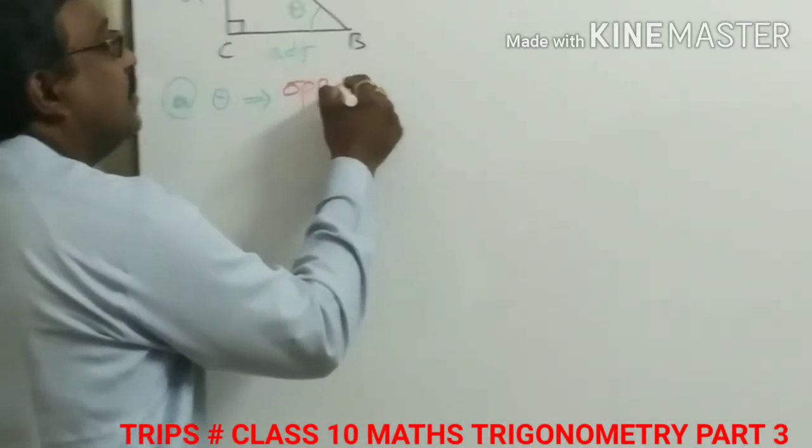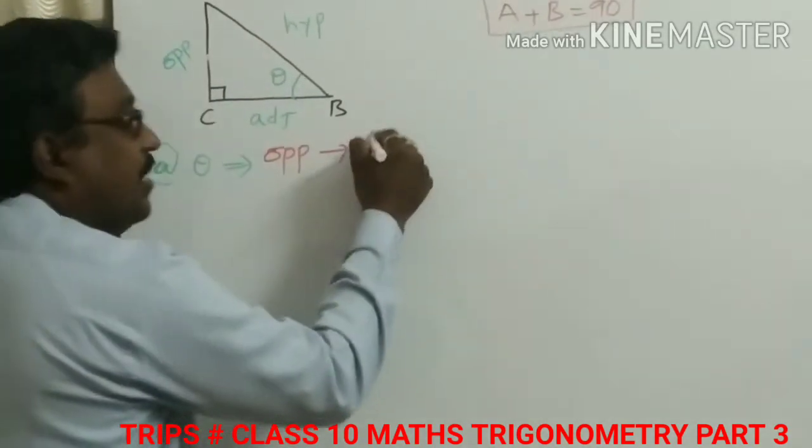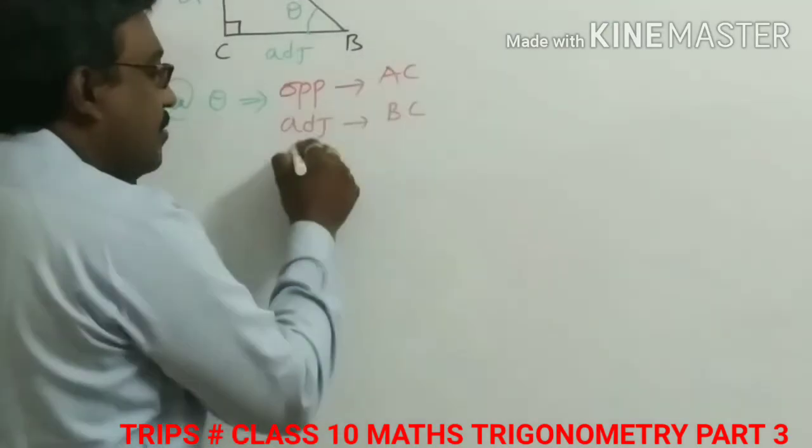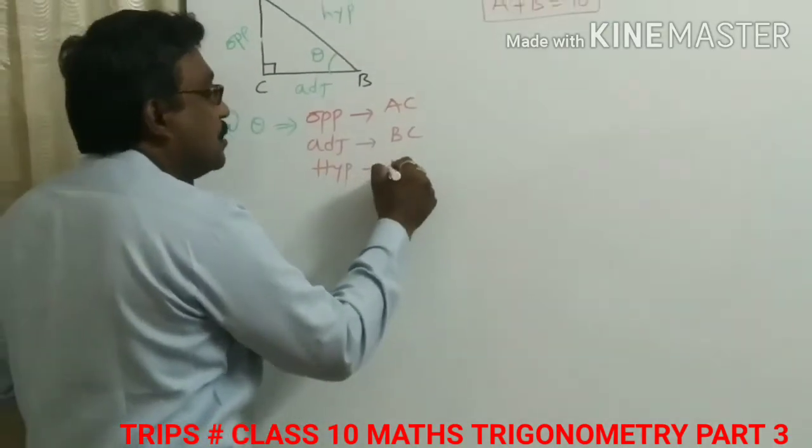With respect to theta, the opposite side is AC, the adjacent side is BC, and the hypotenuse is AB.